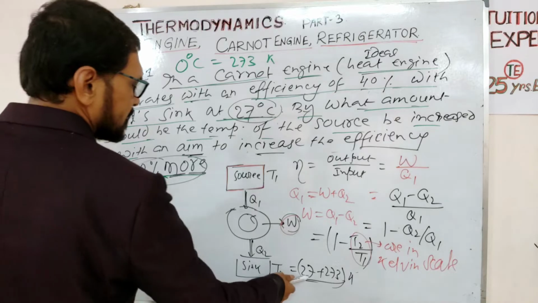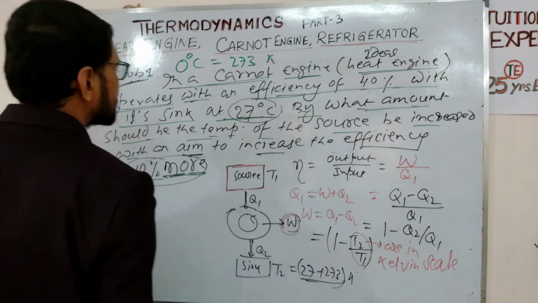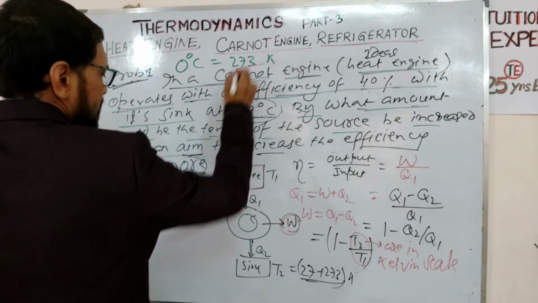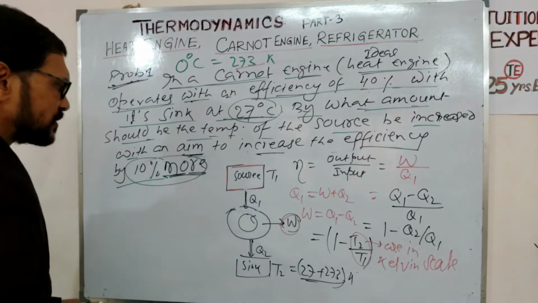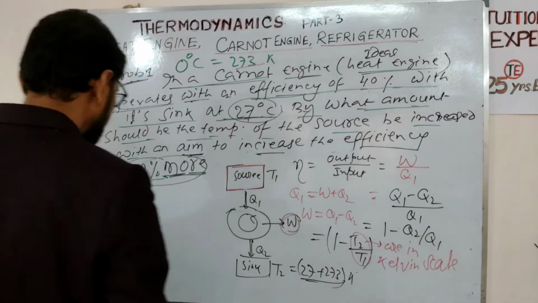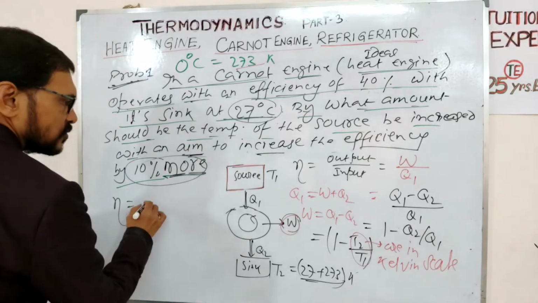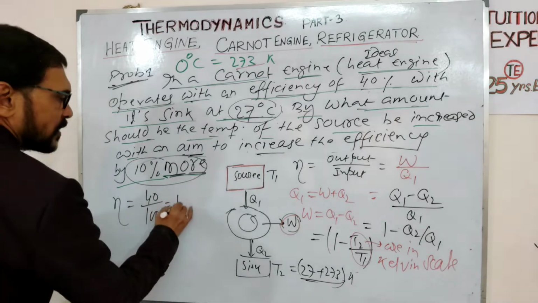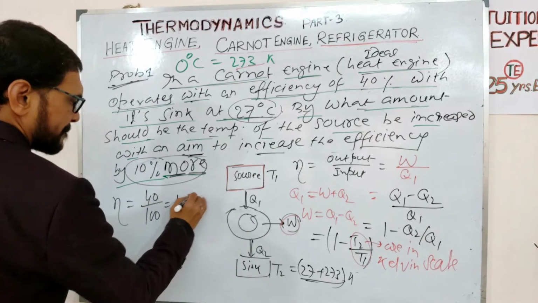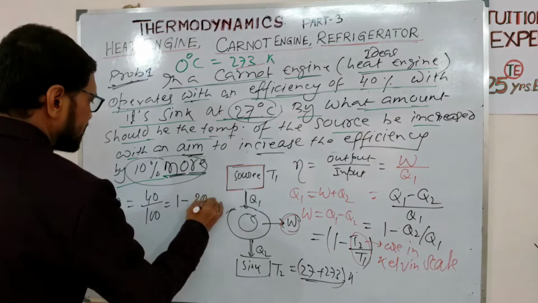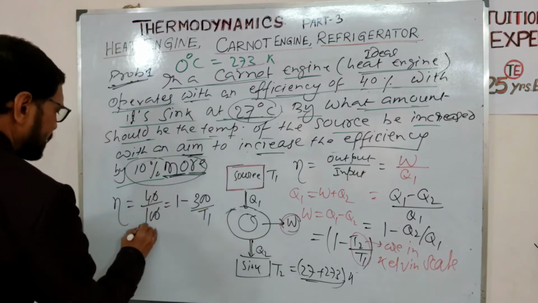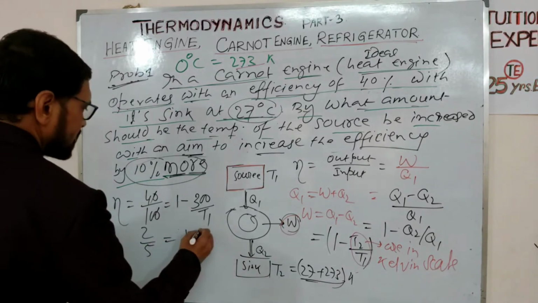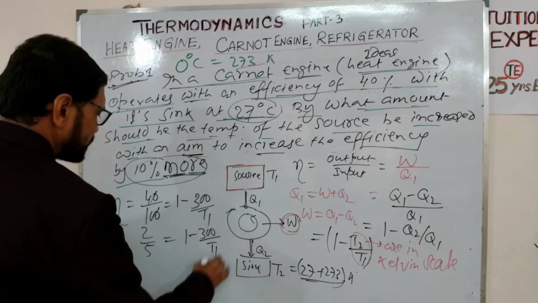So you have to convert from degree centigrade to Kelvin scale. Now what is the relation? 0 degree centigrade equals 273 Kelvin. So 27 means 27 plus 273. So efficiency equals 40 by 100, equal to 1 minus T2, which is 300, by T1. So 2 by 5 equals 1 minus 300 by T1.